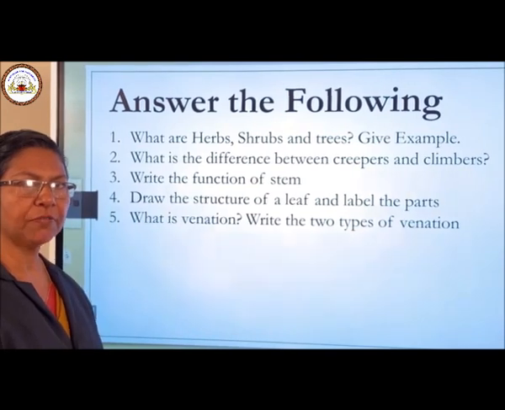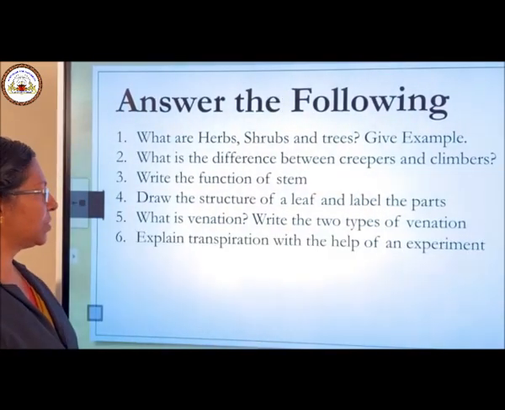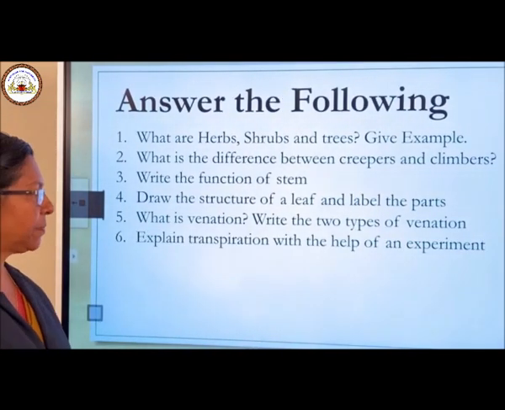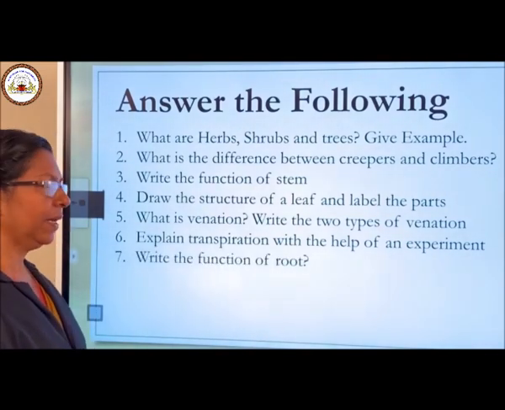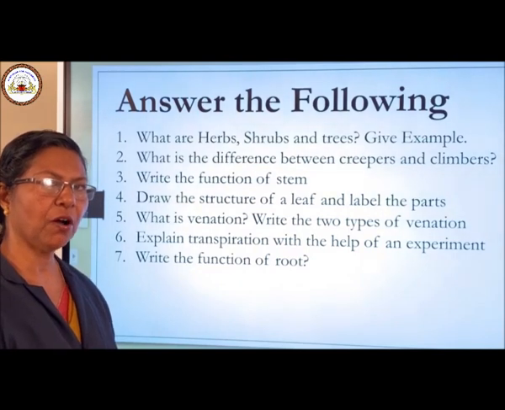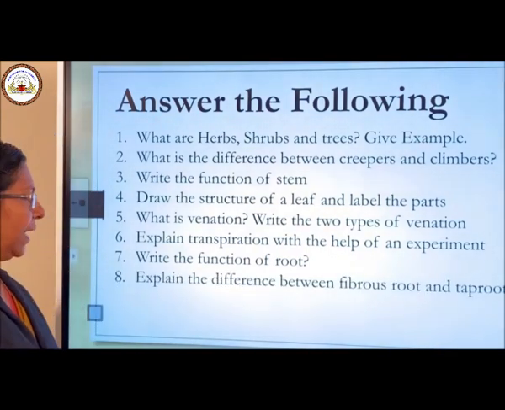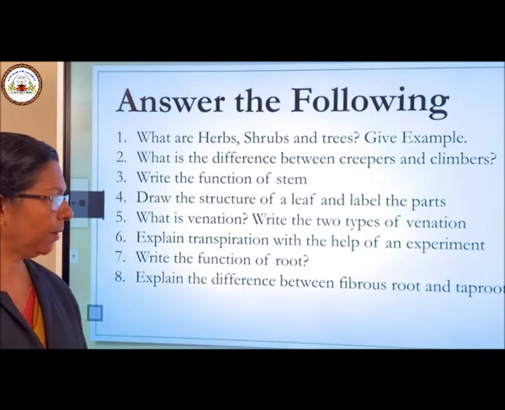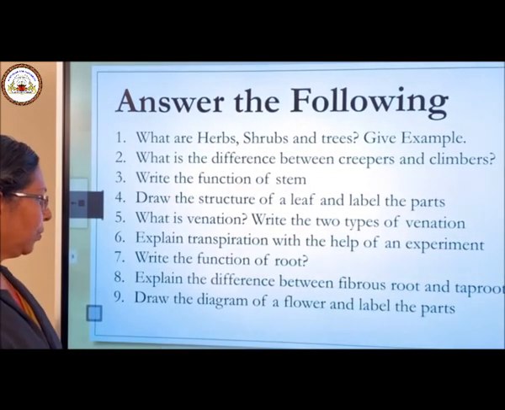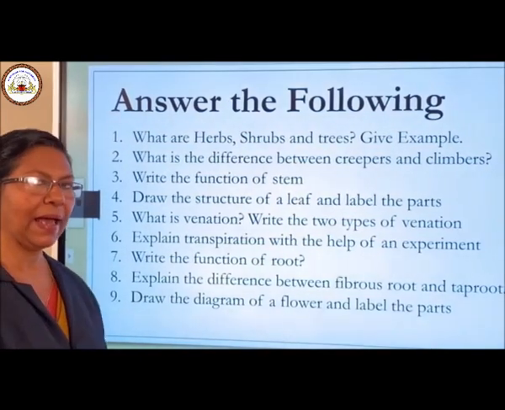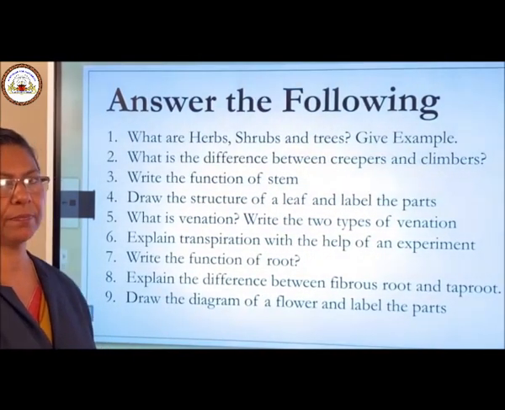Write the two types of venation. Sixth question, explain transpiration with the help of an experiment. Seventh question, write the function of root. Eighth question, explain the difference between fibrous root and taproot. Draw the diagram of a flower and label the parts.